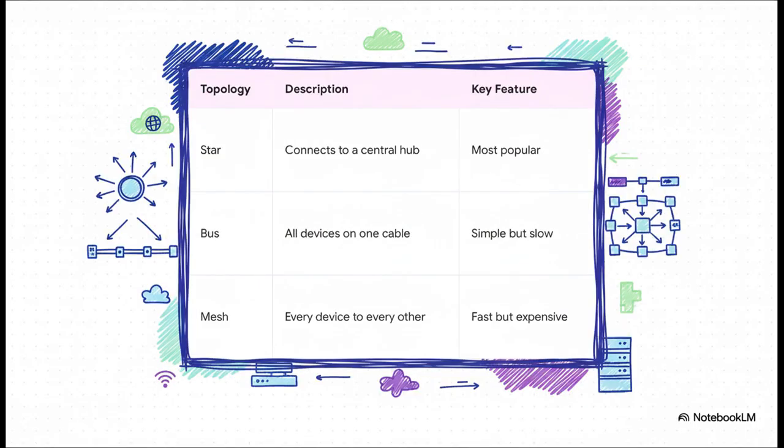Networks also have different shapes, or what we call topologies. The star is what most of us use today. See how everything connects to a central point, like your router? It's great because if one device goes down, it doesn't mess up everything else. Then there's the old-school bus topology, which is kind of like a set of Christmas lights. If the main cable breaks, the whole thing goes dark. And finally, you have mesh. This is beast mode for networks, where every single device is connected to every other device. It's crazy fast and reliable, but wow, is it expensive.